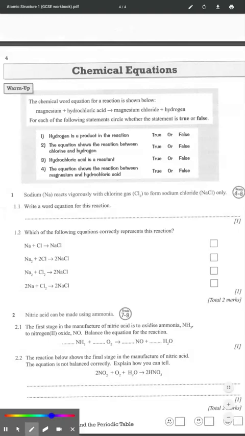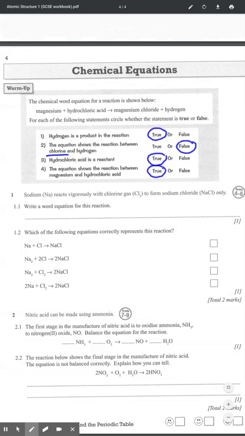So statement number one, hydrogen is a product in the reaction. I just said that, so that is true. It is one of the products on the right-hand side of the equation. Question 2, the equation shows a reaction between chlorine and hydrogen. It specifies chlorine. Chlorine's not actually in the equation at all, so that's false. And hydrochloric acid is a reactant, so on the left-hand side. Likewise, hydrochloric acid and magnesium are also on the left-hand side, so the fourth one is true as well.